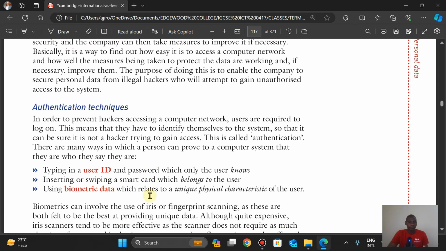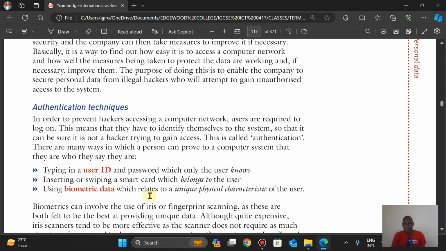Authentication technique. Now, authentication technique is also to prevent access to a computer network, and for that, users are usually required to log on. Yes, not log in, log on. This means that they have to identify themselves to the system, so that it can be sure it is not a hacker trying to gain access. It is called authorization because it's a way of validating a person.